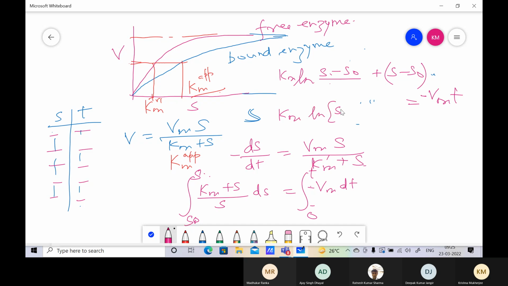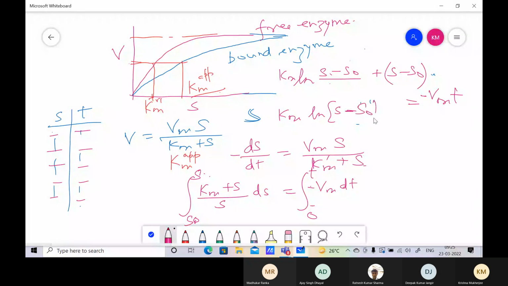S by S naught upon t. It should be S by S naught, that is what I was thinking, why you keep saying it. I am just waiting for somebody to correct it. Yeah, now it is correct. Plus S minus S naught upon t is equal to minus Vm.